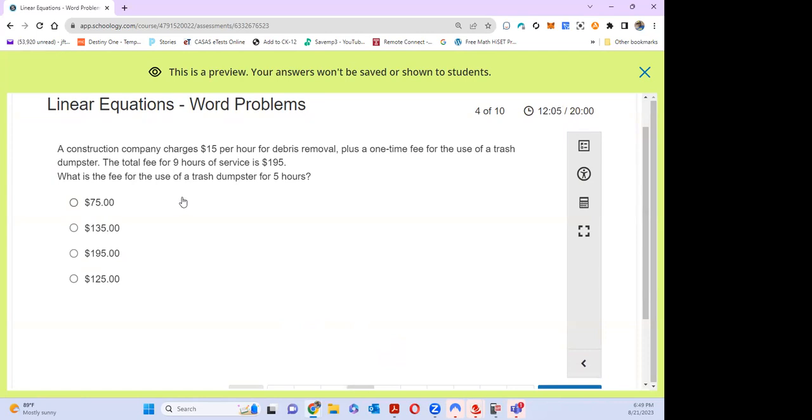A construction company charges $15 per hour for debris removal, plus a one-time fee for the use of the trash dumpster. The total fee for 9 hours of service is $195. What is the fee for the use of the trash dumpster for 5 hours?